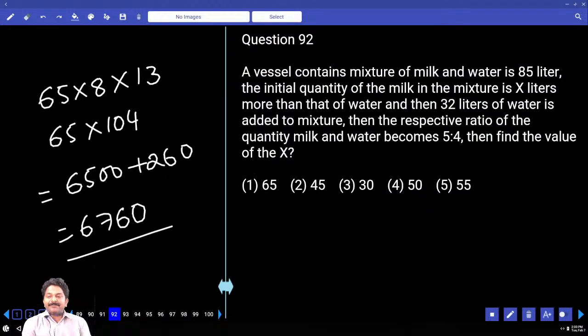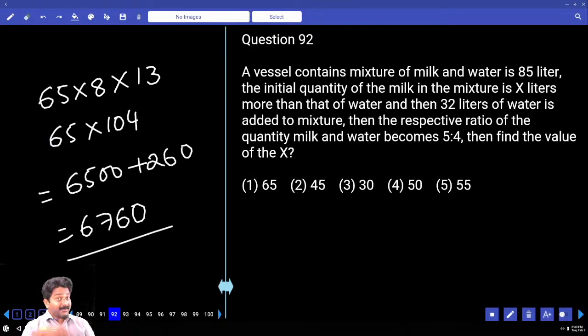A vessel contains a mixture of milk and water, 85 liters. The initial quantity of milk in the mixture is x liters more than the water. That means the difference between milk and water is x liters. Then 32 liters of water is added to the mixture. Then the respective ratio of the quantity of milk and water becomes 5:4. Find the value of x.